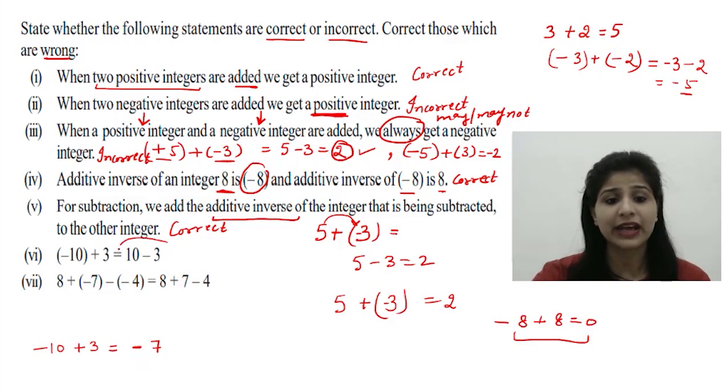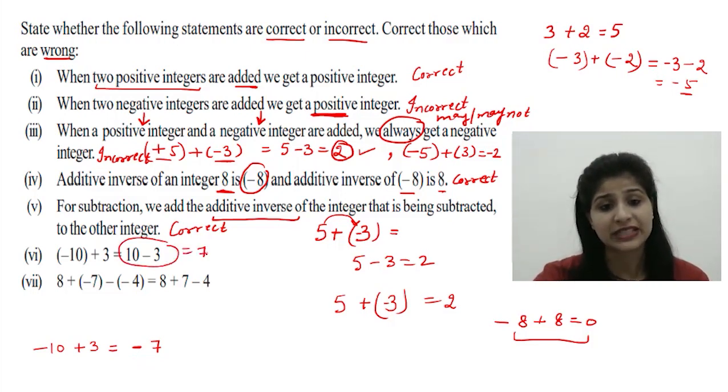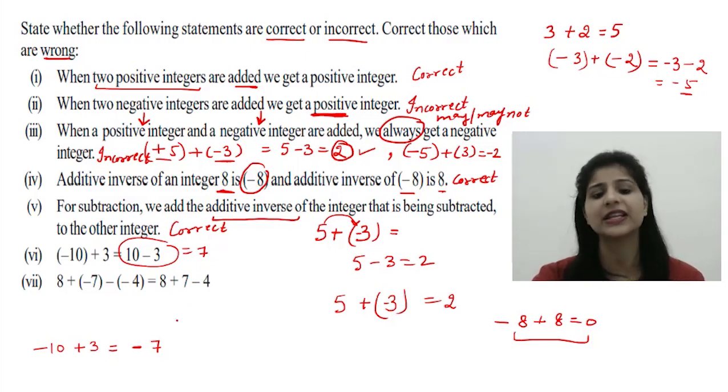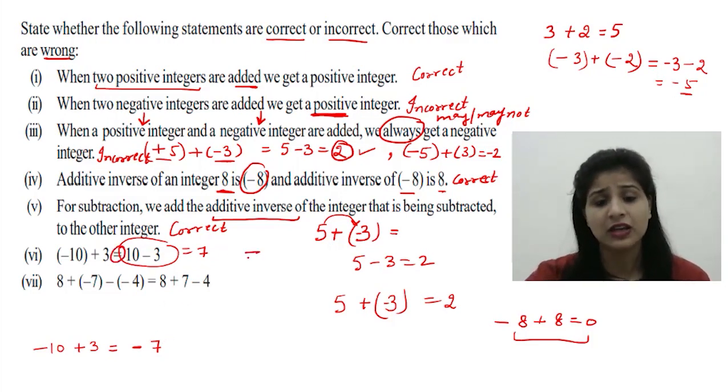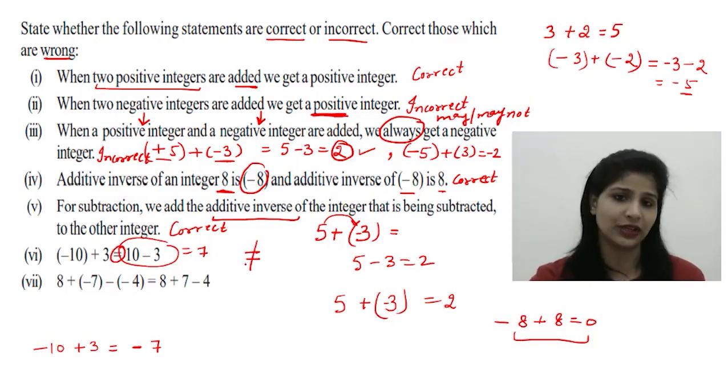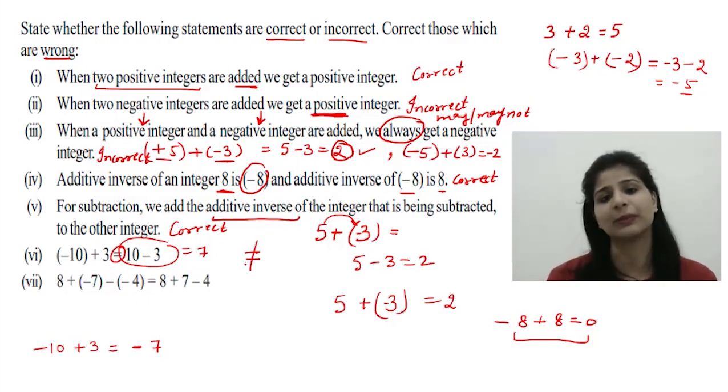But when I do 10 minus 3, what will I get? 7. So, is this correct? No, this is an incorrect statement. 7 and -7 are not equal. So, instead of this equal to sign, we should have not equal to sign and then this statement will be correct.